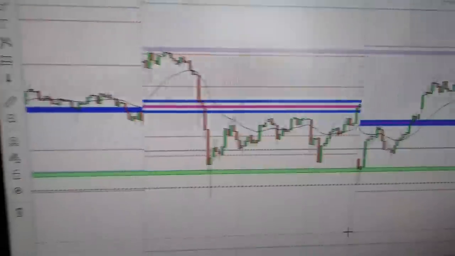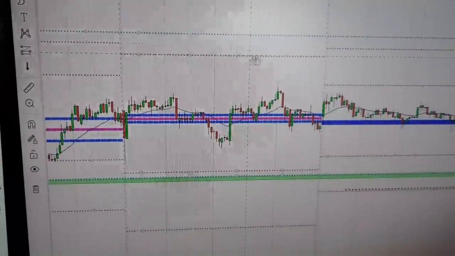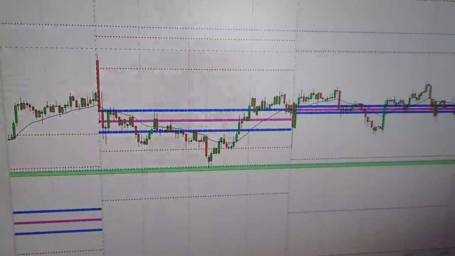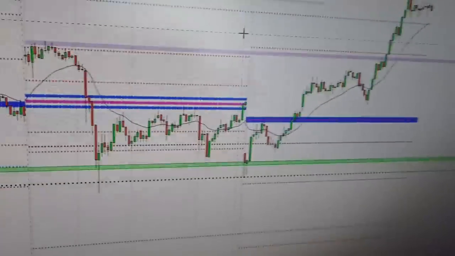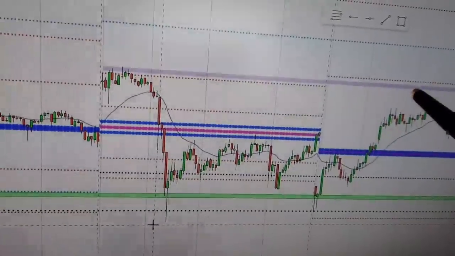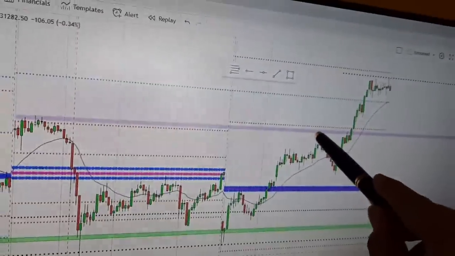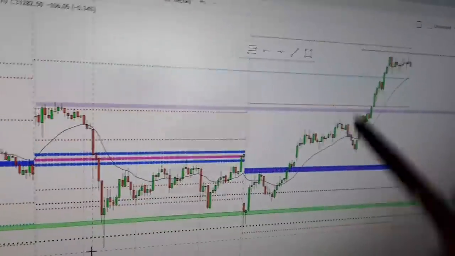The green color I have marked, almost 4 times it touched, right? 4 times you can see that it touched that demand zone. So that is why you can see that green color I marked on my chart. Then if you want to know what this is, this is the turning point. I was telling about the turning point where the breakout happened.